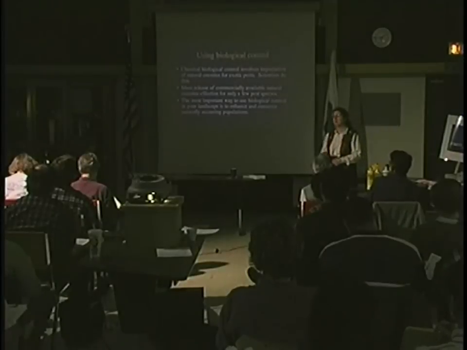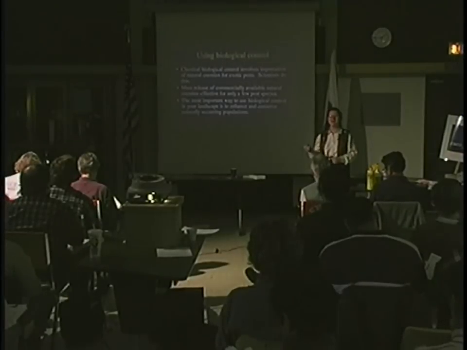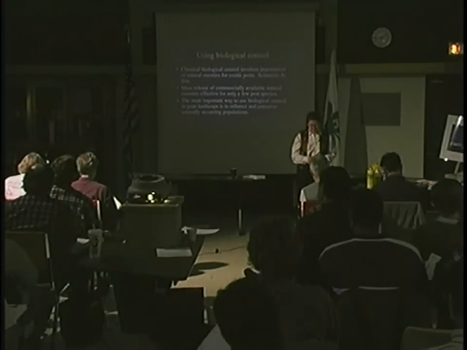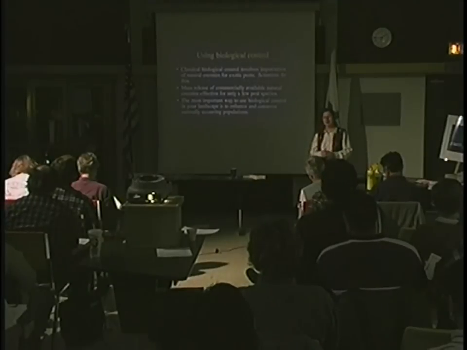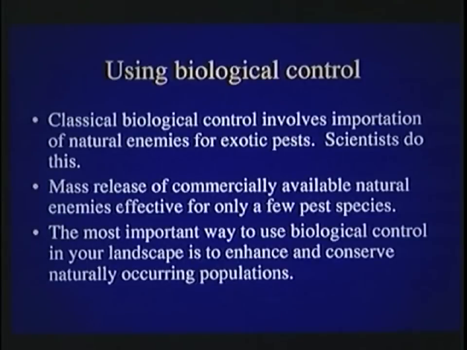So we all love biological control. We love our lady beetles. We love our lacewings, and maybe we'll learn to love our earwigs. But how do we use biological control in our gardens and landscapes? There's three basic approaches to using biological control. There's classical biological control, mass release, and then conservation and encouragement of existing populations.